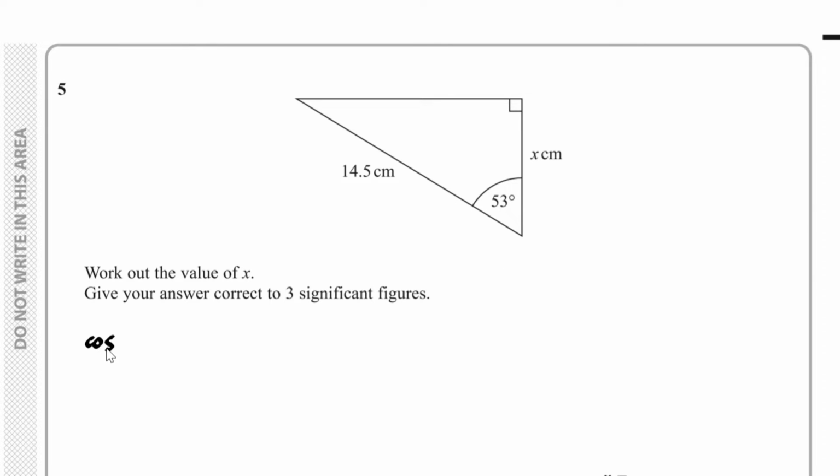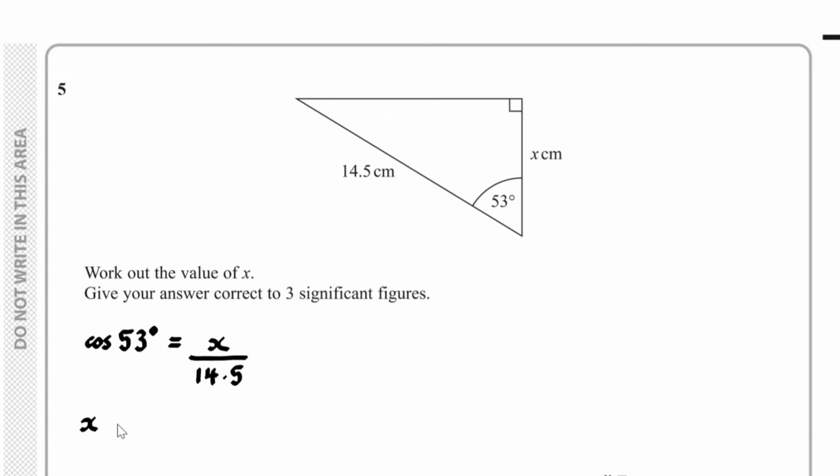So we have the cosine of 53 degrees. That will equal the adjacent, x, divided by the hypotenuse, 14.5. We need to find out the value of x.